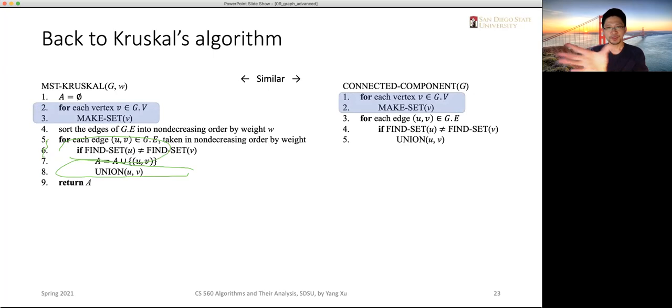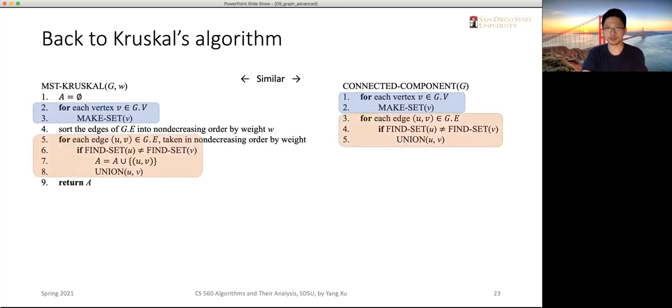So these parts, the blue parts, they are shared, right? It's basically Kruskal is the same as connected components, right? We will make each vertex an empty set, right? And then the additional line here is to sort the edges in a decreasing order.